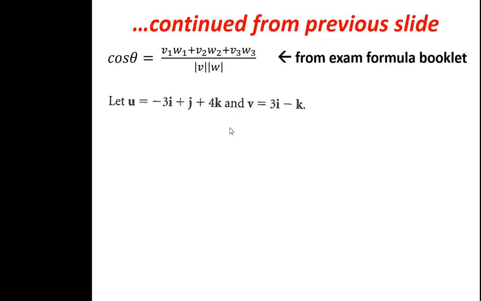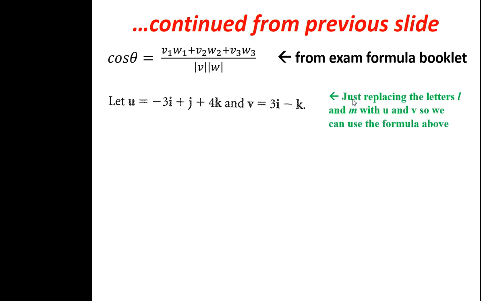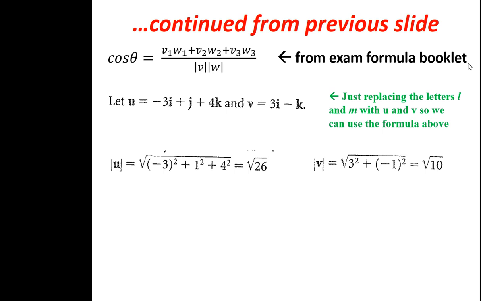And so on. That's where we're getting these ones from. So I'm just replacing the letters L and M with U and V so we can use the formula above. Because it was line L and line M, you don't have to change it into U and V, that's fine, just go straight to subbing it in. So work out the dot product and also work out the magnitude. I've got to work out the magnitude of the vector.